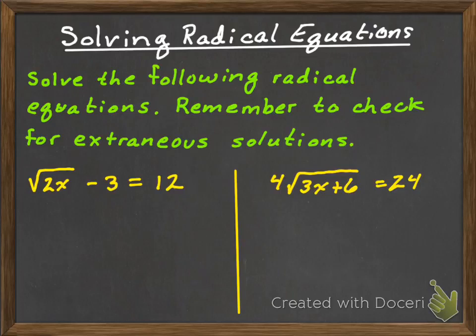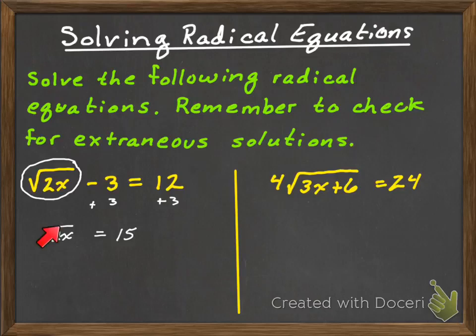The first step is whatever your radical is, you need to isolate that radical. And that means we're going to need to start moving stuff away from the side of the equation that has that radical. So the first thing we're going to need to move then is going to be our 3. And then we move that by adding 3 to both sides of our equation. That will give us square root of 2x is equal to 15.